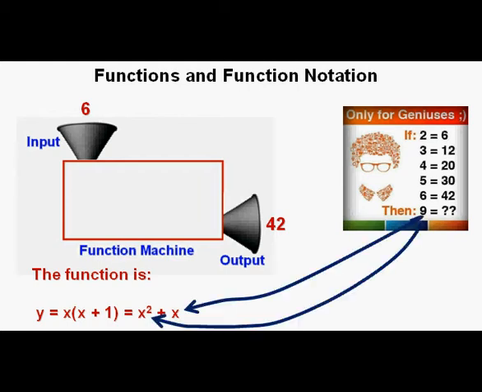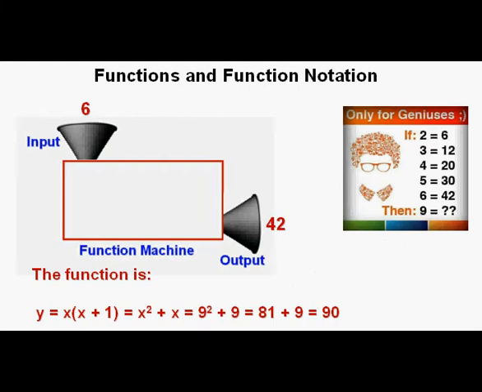And since we figured out the function inside the function machine, we can answer the question in the graphic and substitute 9 for x in the equation. So that would give us 9 squared plus 9, which equals 90.